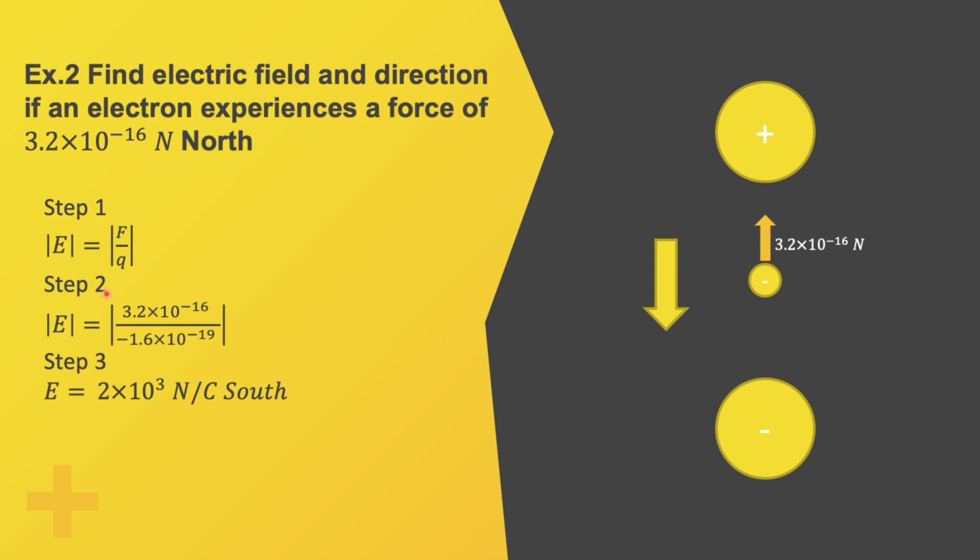In step 2, we plug in the values we're given, so we plug in our force, and due to electrons having a charge of 1.6 times 10 to the negative 19, we plug that into the Q spot. And due to this being placed in absolute values, the negative of the electron really doesn't matter. So in step 3, we then calculate this, and we get 2 times 10 to the 3 newtons over coulombs south. And the south was found at the start.